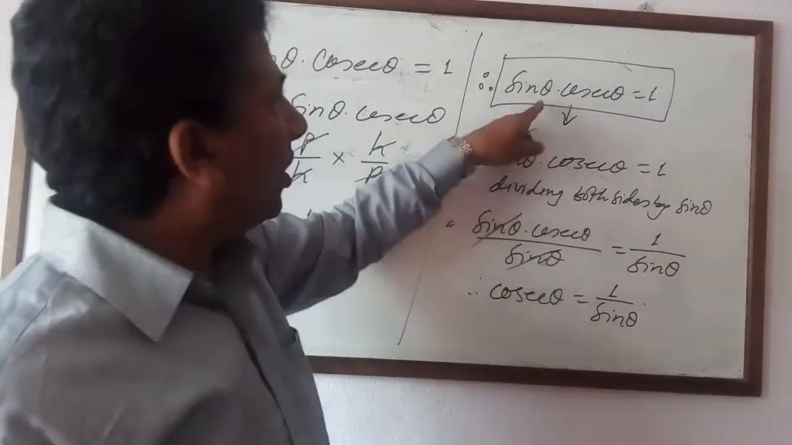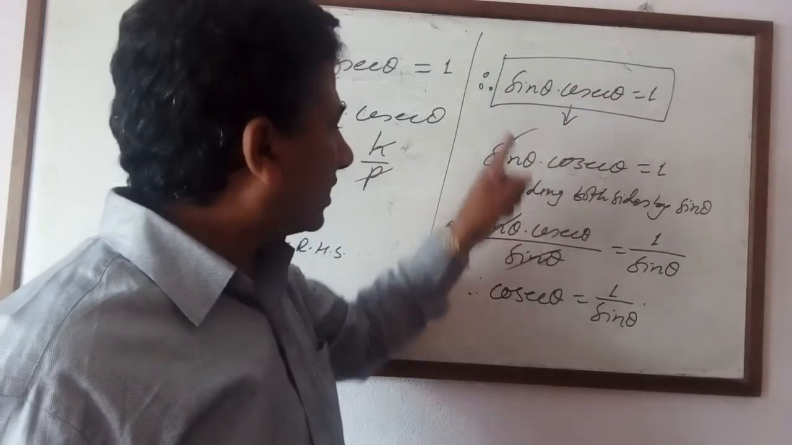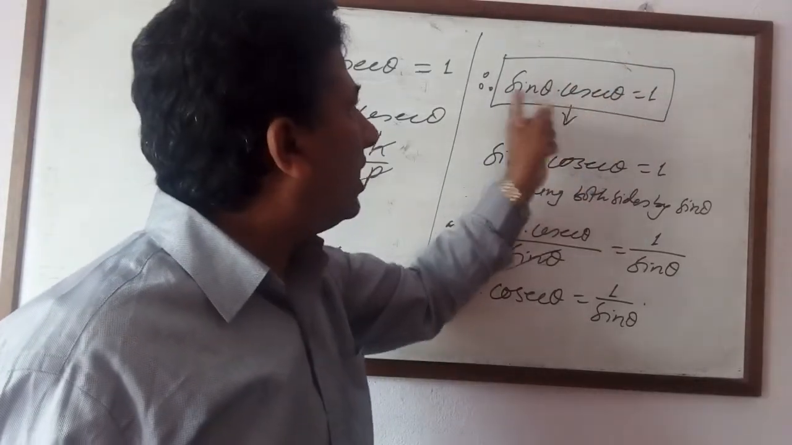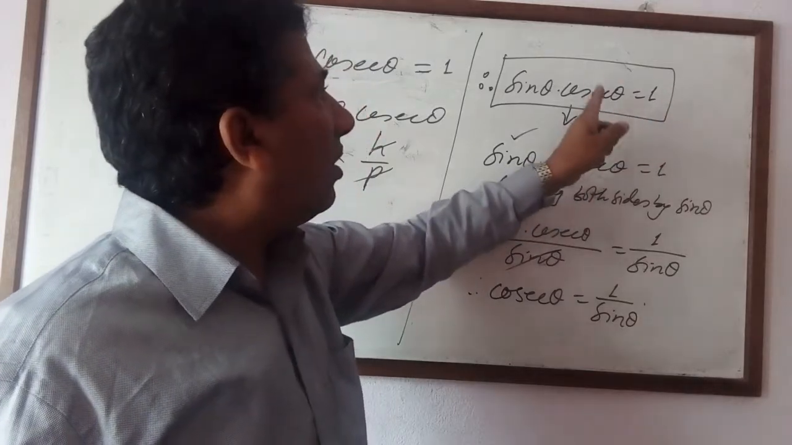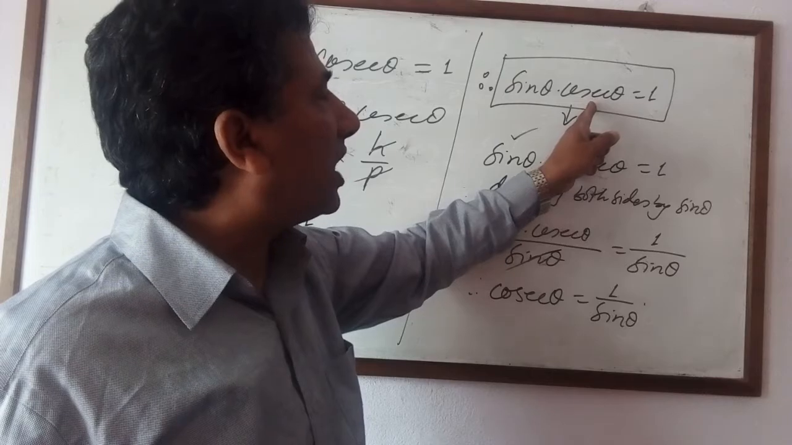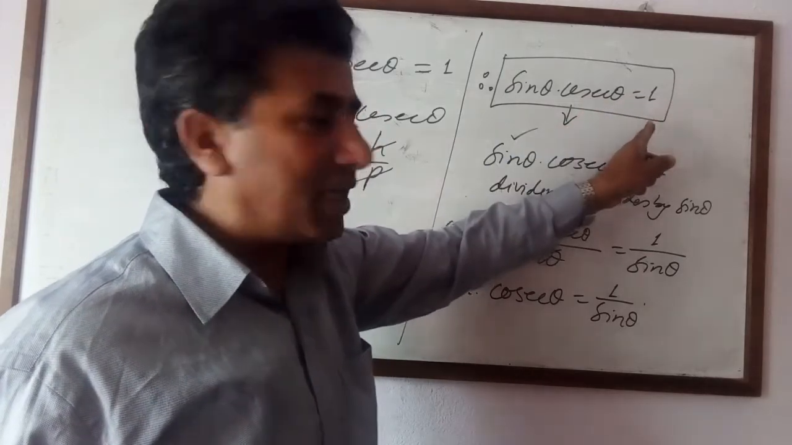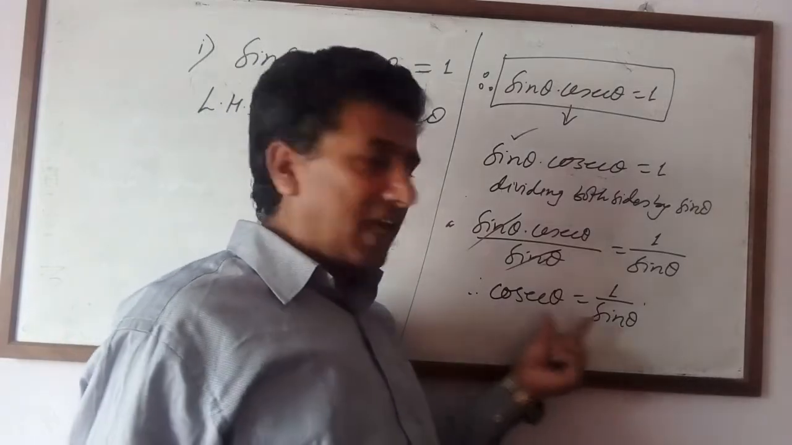It means from sine theta times cosec theta equals 1, we get cosec theta equals 1 by sine theta. Bring the sine theta to this side, it will be 1 by sine theta. Okay, sine theta equals what? Remove this cosec theta, and it will be 1 by cosec theta. Now see, cosec theta equals 1 by sine theta.